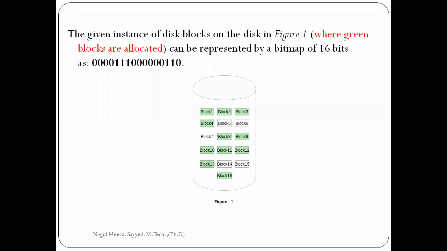Now I am explaining with an example. For example, this is my hard disk. The hard disk consists of different types of blocks. In that, some blocks are occupied with some data, some blocks are empty. Here, green color indicates blocks already occupied with data. White blocks indicate these blocks are empty.